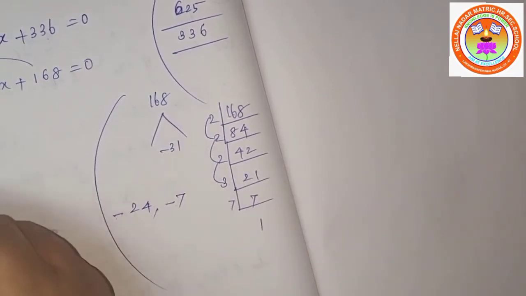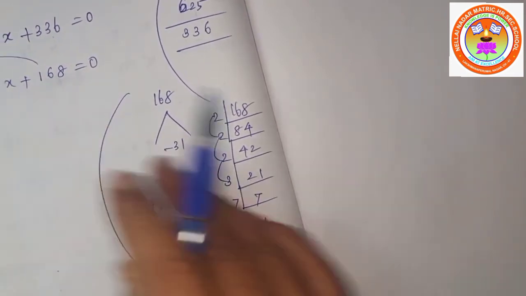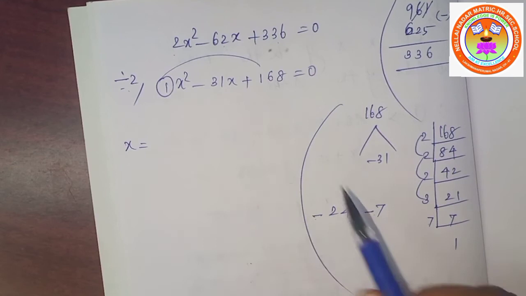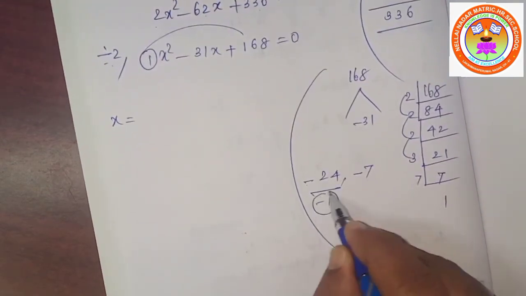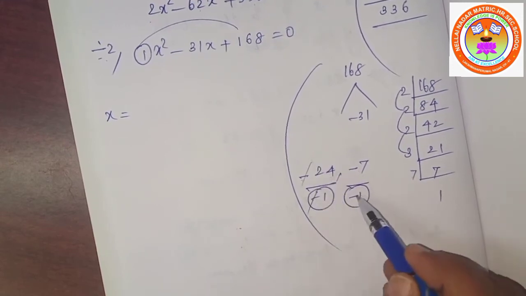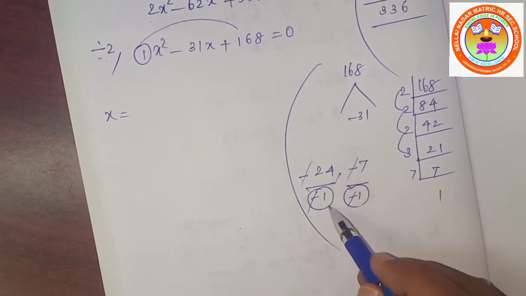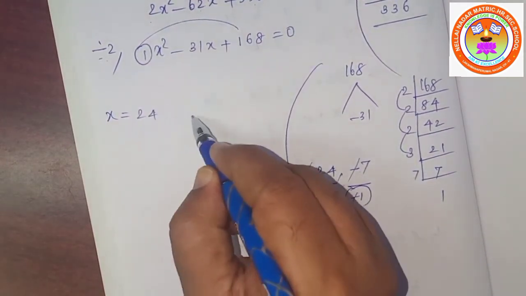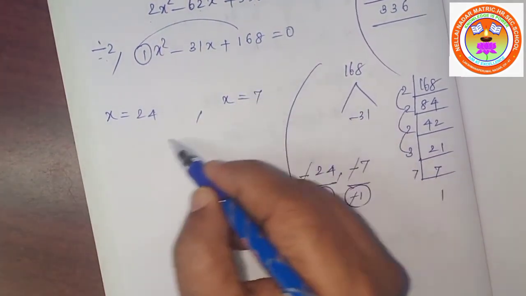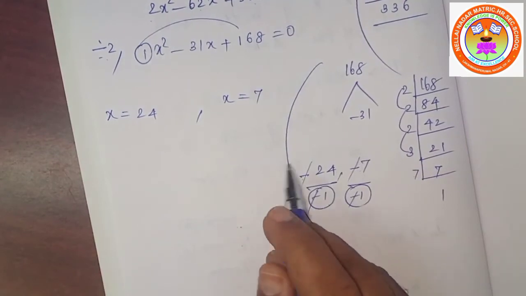Now, we can get the values of x directly. What is the coefficient of x squared here? The coefficient of x squared is 1. Change the sign, write minus 1 in the denominator. Minus minus gets cancelled. 24 by 1 is 24. And for x, 7 by 1 is 7. X has double values, 24 and 7.